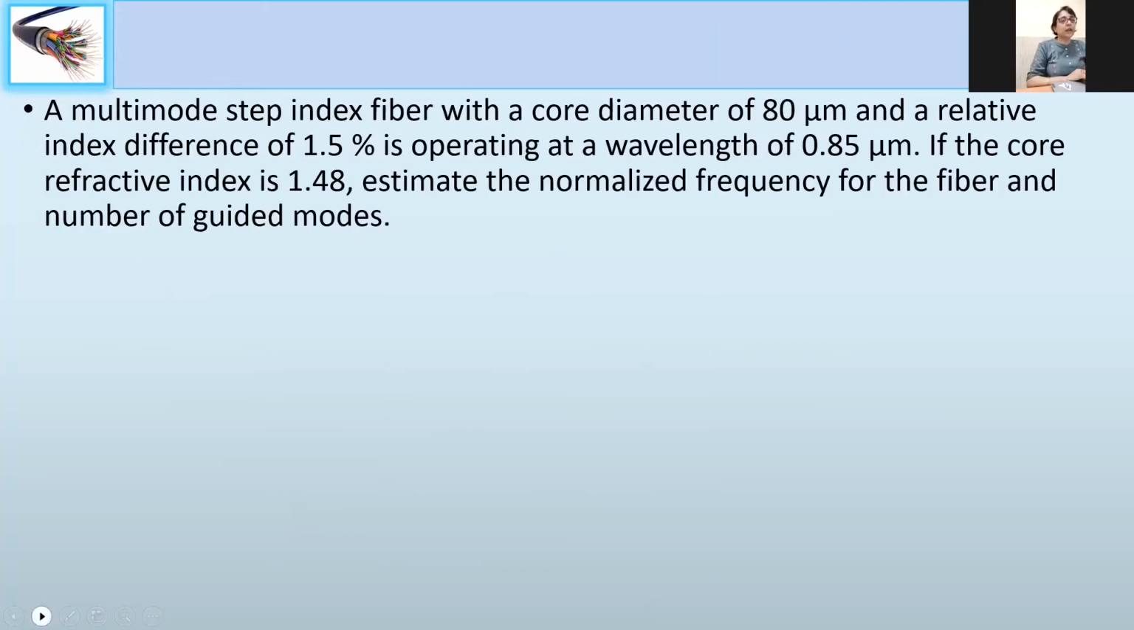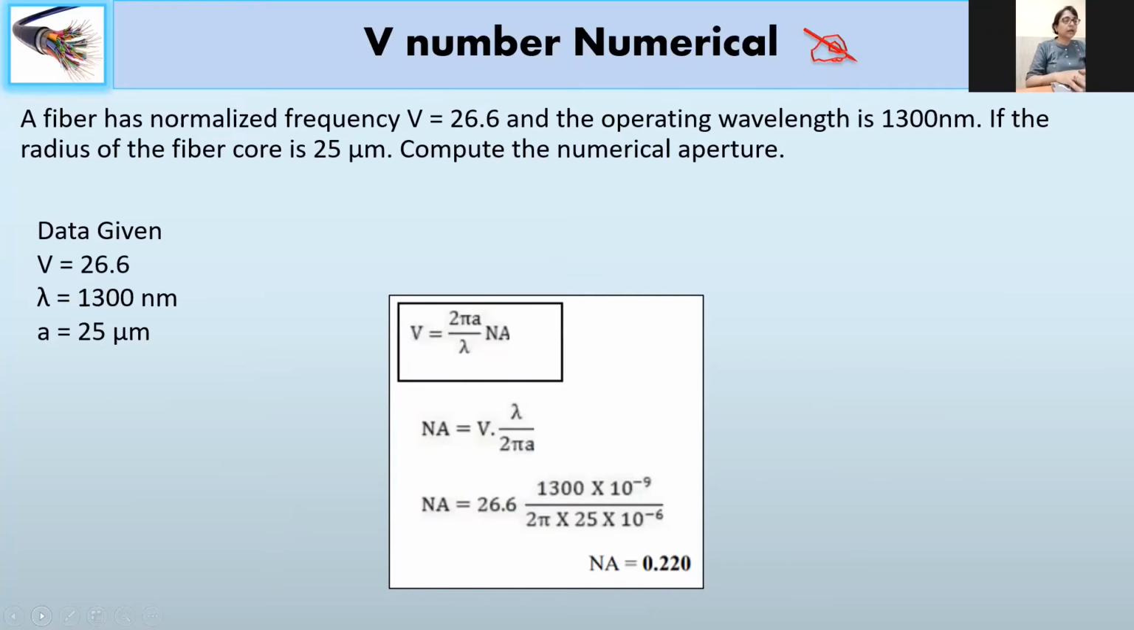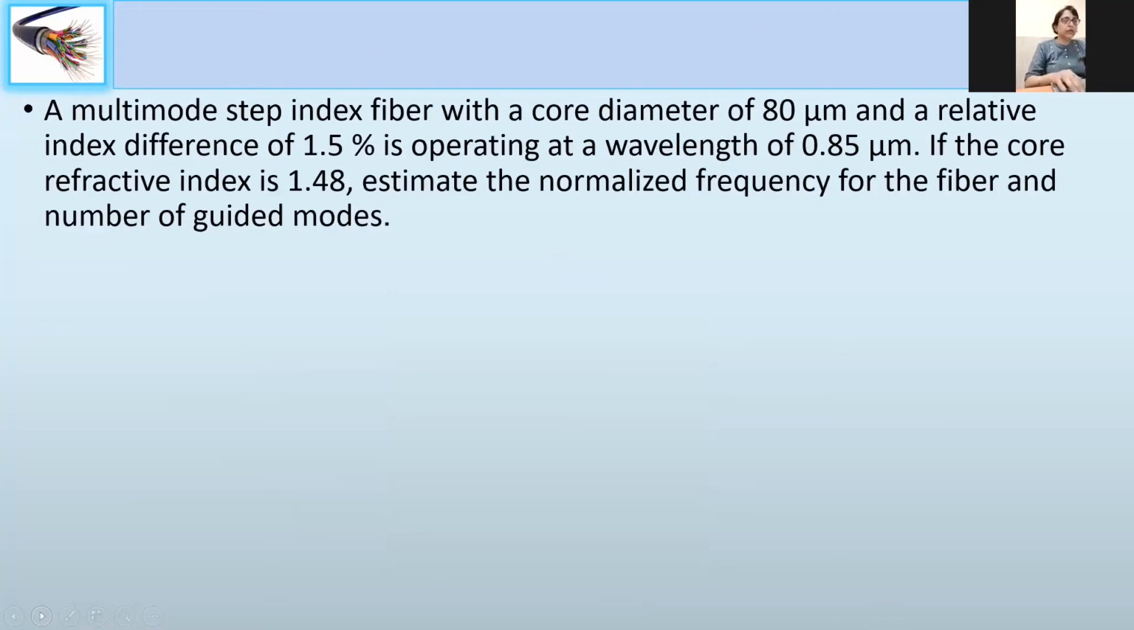where alpha is a profile parameter, and that depends upon the refractive index profile. That is, alpha is infinity for a step index fiber. It is 1 for your triangular profile, and it is 2 for a parabolic profile, right? This is what I told you.